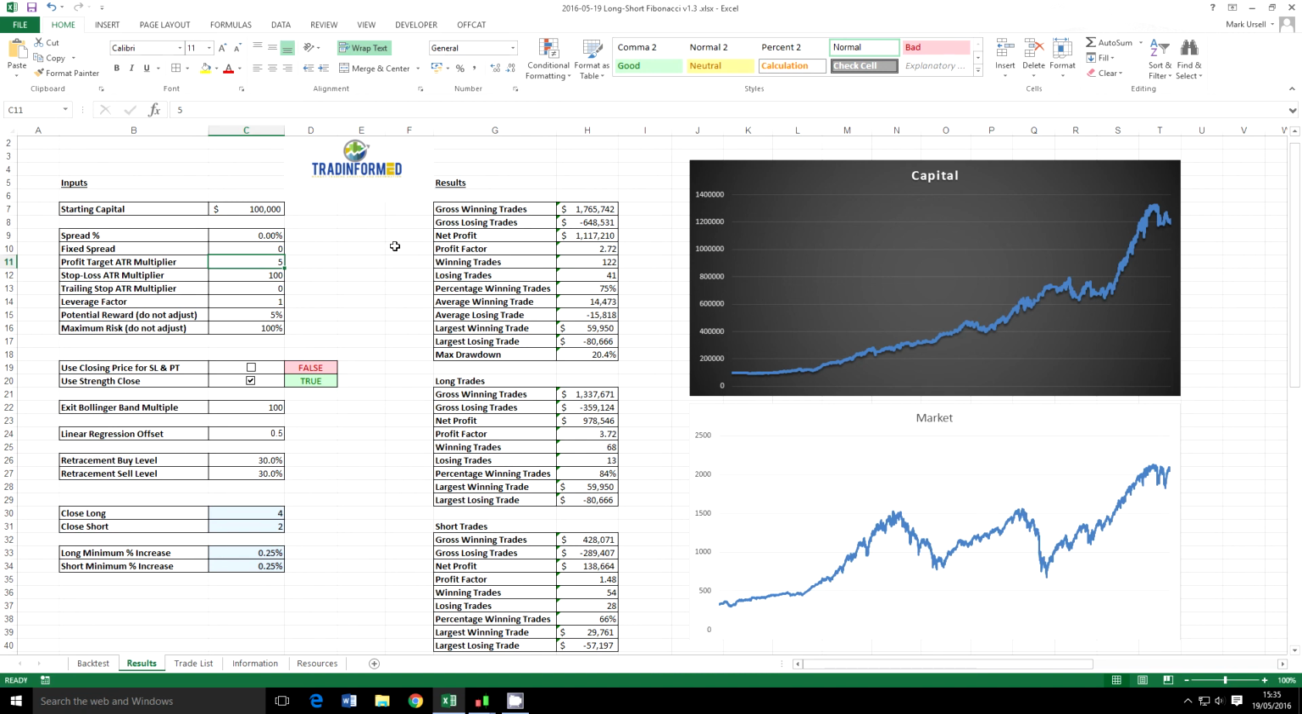So I can do any sorts of tests that I want to with this. And the only one I'm going to do today is just to take off the profit target and have a look at the strength close on its own. And you can see we get quite different results again. Good net profit, good profit factor, slightly lower percentage winning trades again, but our average winning trade has moved greater than our average losing trade.